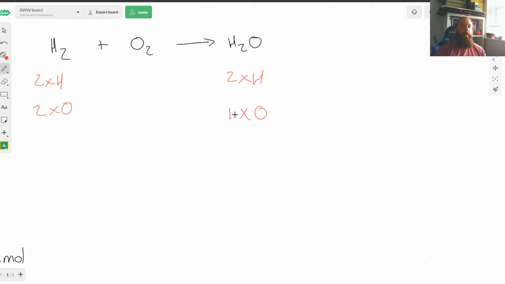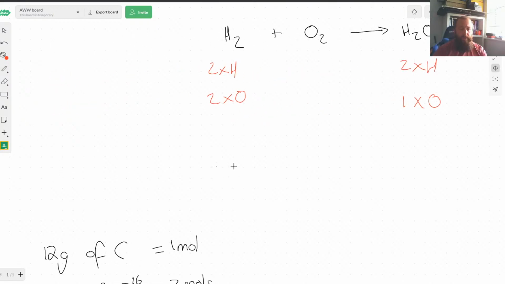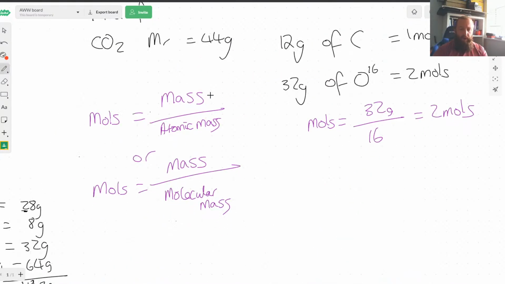Okay? Not sure what you mean, Lily. What do you mean by which formulas for atoms? Are you talking about the moles? If we're talking about moles, we're looking at this one here for atoms. Okay? Because it's the mass divided by the atomic mass.